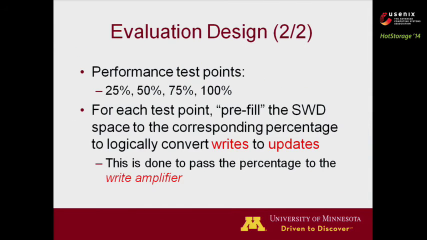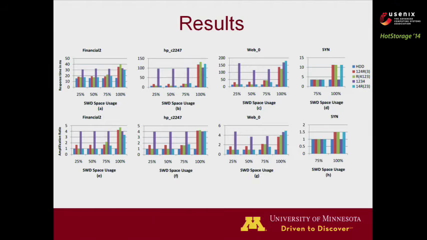Okay. So for the testing, the performance prediction shows the performance of the mapping schemes is different for different space usage. So we test at different capacity usage: 25%, 50%, 75%, and 100%. For each testing point, we're going to logically translate all the writes into updates, so we can have a light update workload, moderate update workload, and intensive update workload. Okay. And this is the results.